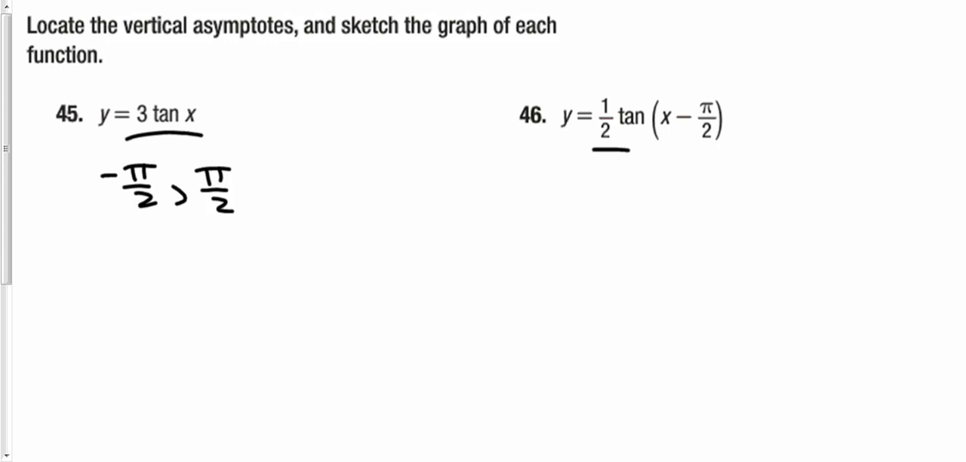Okay, but this right here would affect it. It's a phase shift. But since my b is 1, my phase shift of pi over 2 to the right just moves the asymptotes on top of each other. So my asymptotes are now negative pi over 2, pi over 2, 3 pi over 2, every pi over 2 still, right? They took my 2 asymptotes, and they just shifted them over on top of other asymptotes. Okay?